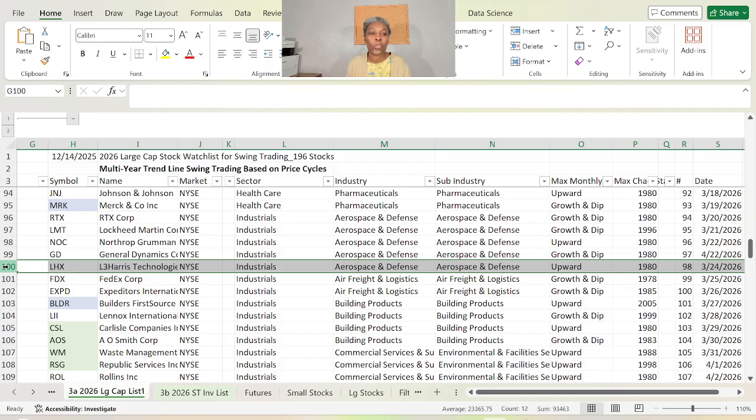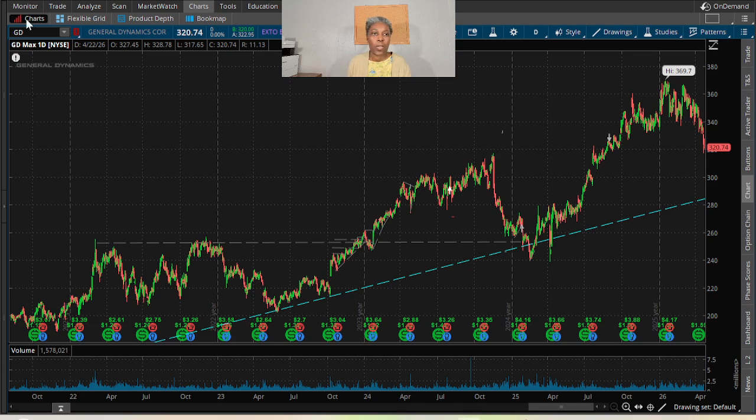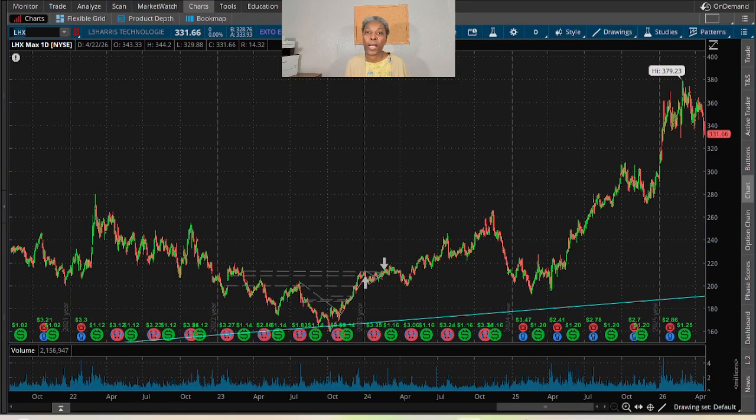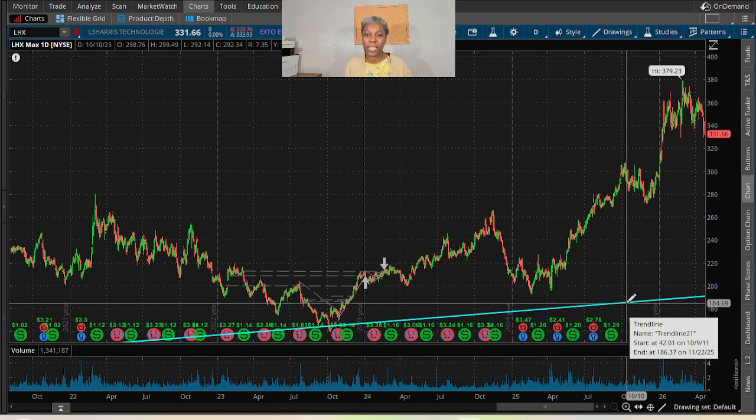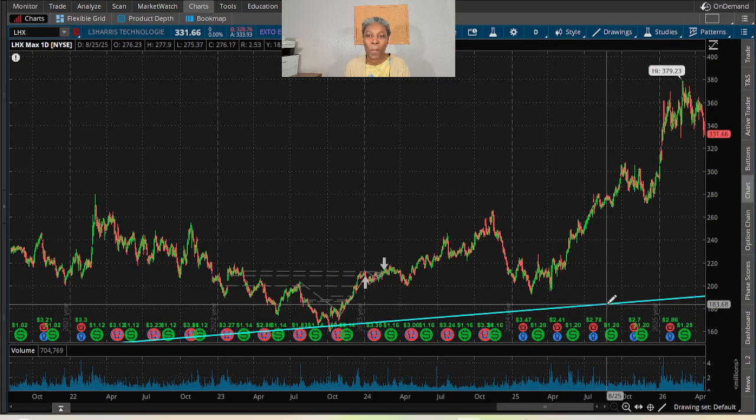So today we are going to analyze LHX, and we are going to use maximum daily chart and maximum monthly chart if need be. So when we are looking at LHX using maximum daily chart, we notice that we have this support line passing by the valley that we like to buy at.